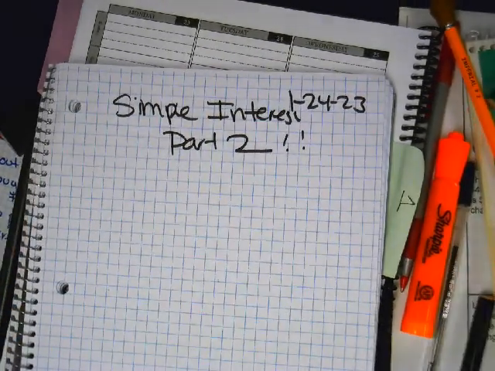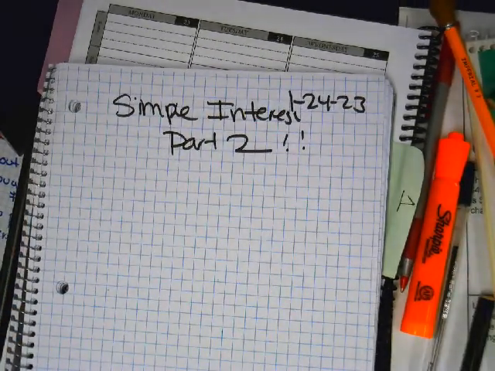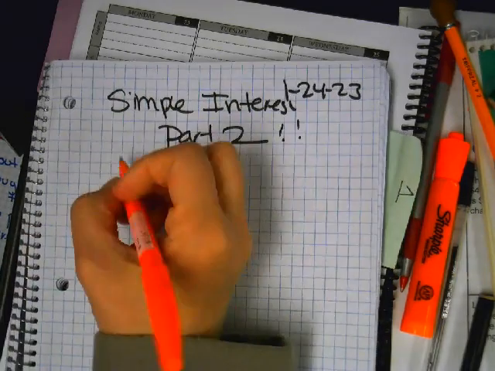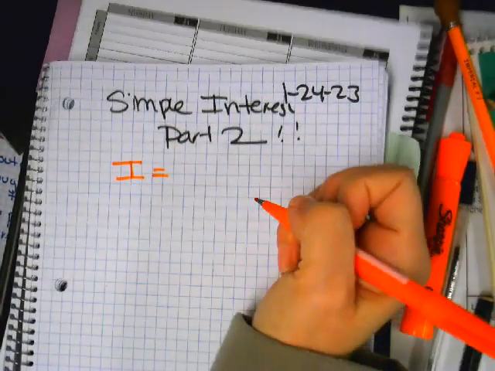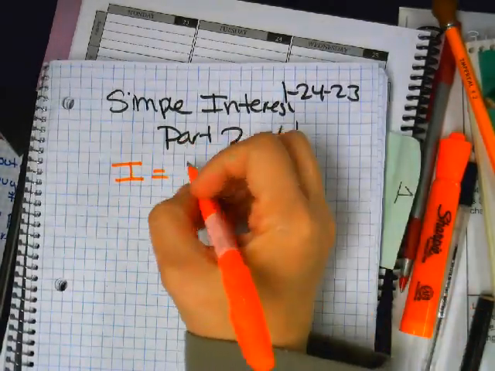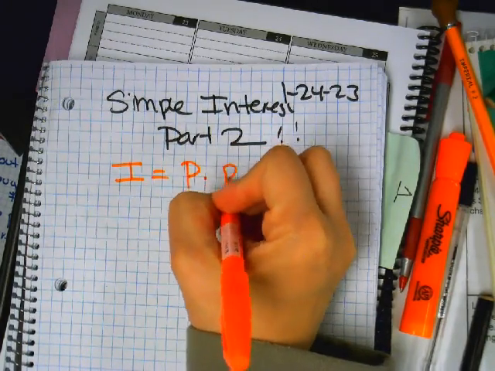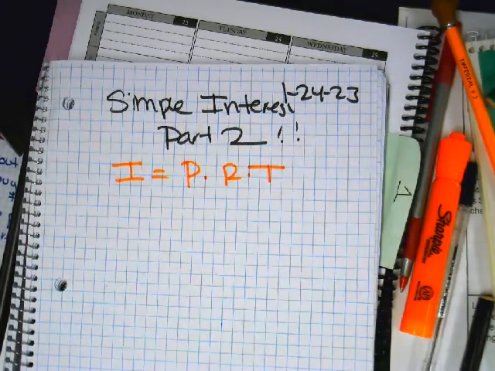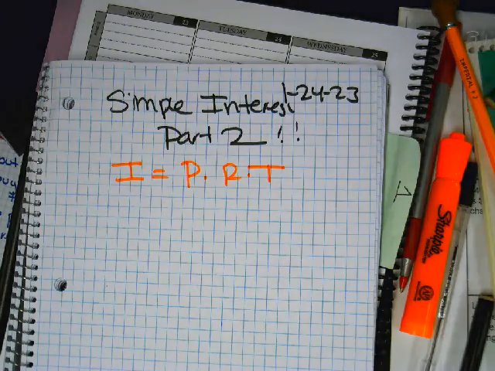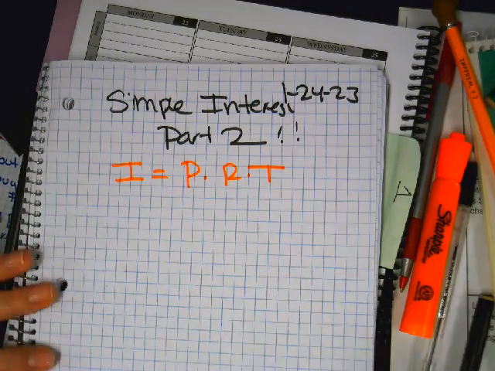So, yesterday we learned that, what do we do for interest? What's the formula? Interest equals principal times rate times time, PRT. Principal, rate, and time. And then principal plus interest equals the total.